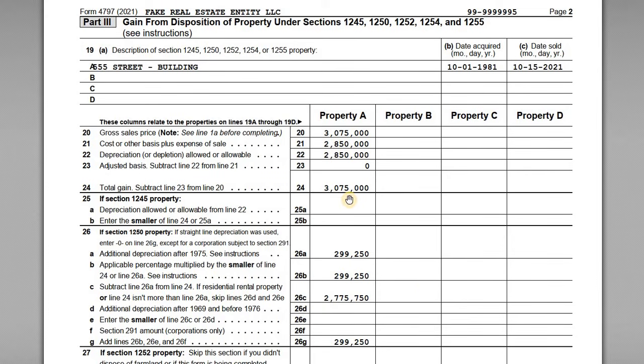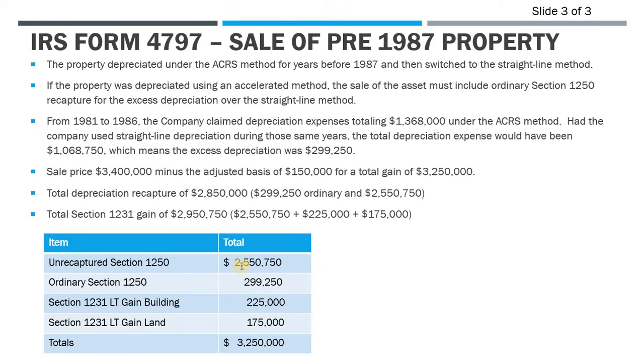So we have the 3.075 million of gain. If we take out the 299,000 from that, that's what we have left over that is going to be the Section 1231 long-term gain and then the unrecaptured 1250 piece. Okay, so if we go back to the slide, you can see where the breakout is again here. Remember, we saw the 175 on the land, we saw the 299,250 ordinary 1250 piece on the sale of the building, and then the difference is there, the unrecaptured Section 1250 gain, that's the remaining depreciation that's being recaptured.